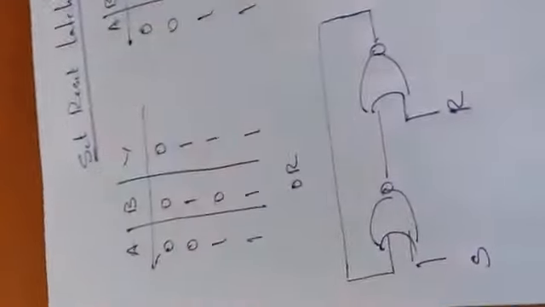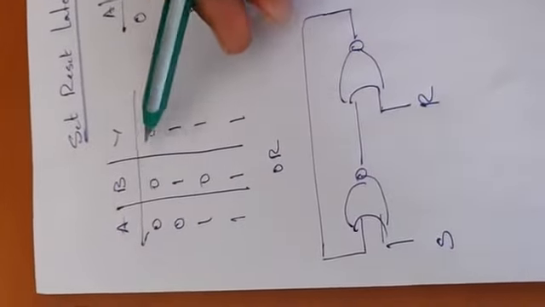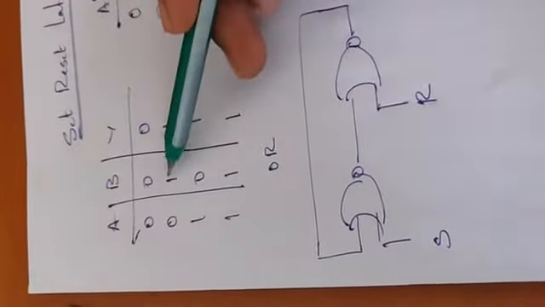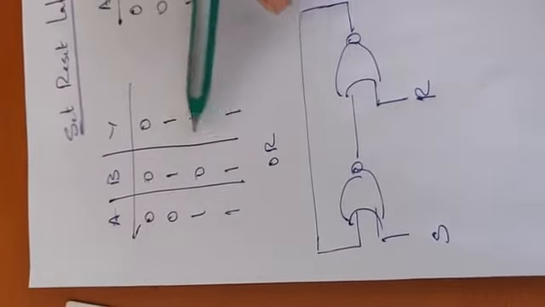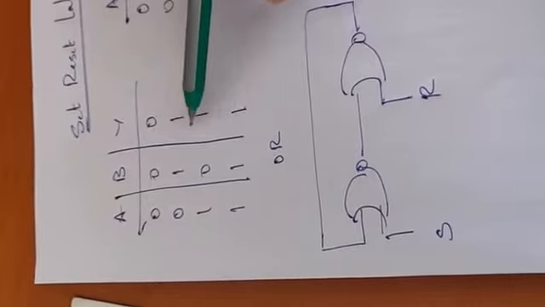So there are 4 diagrams given here, and let me explain these 4 diagrams. Before that, this table is the OR gate. When both the inputs are 0, the output is 0. When either one of the inputs is 1 or both the inputs are 1, the output is 1. This is the OR gate. I hope you remember the OR gate truth table.